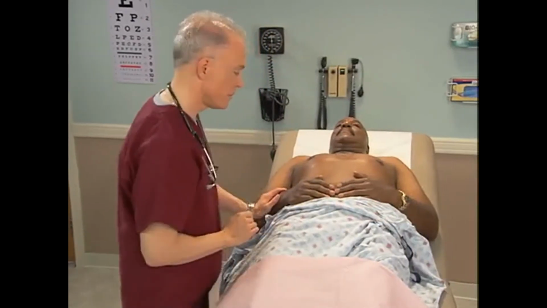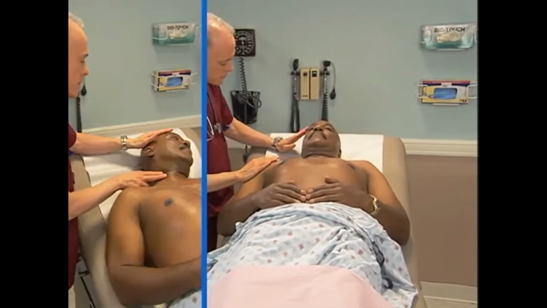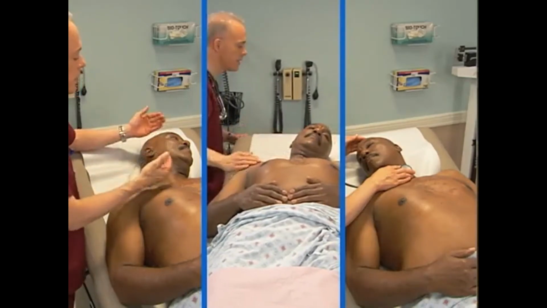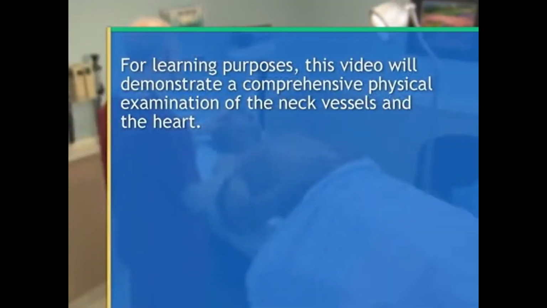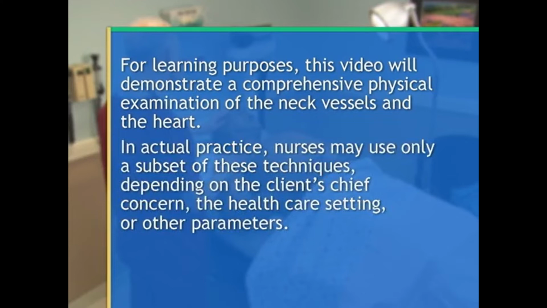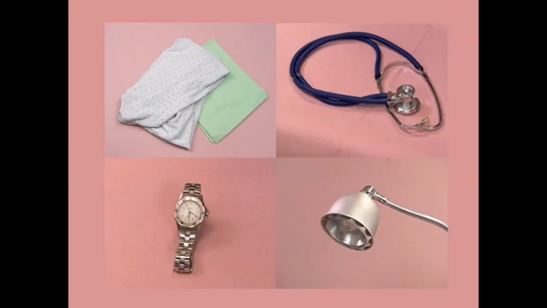After interviewing to obtain subjective data, assess to obtain objective data. Your physical assessment of the heart and neck vessels will generally involve inspection, palpation, and auscultation. Be sure to prepare by performing hand hygiene and warming your hands. For learning purposes, this video will demonstrate a comprehensive physical examination of the neck vessels and the heart. In actual practice, nurses may use only a subset of these techniques depending on the client's chief concern, the healthcare setting, or other parameters.